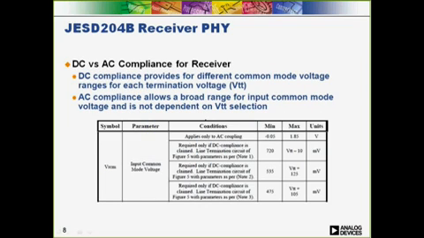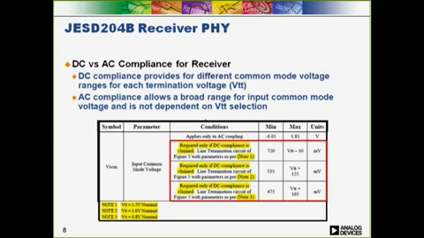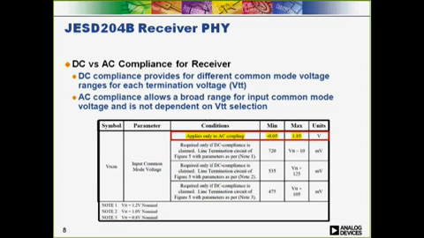The JESD204B defines the input common mode voltage limits for both DC and AC coupled receivers. For DC coupling, a range of voltages must be supported based on the nominal termination voltage. For AC coupled devices, the limits are less restrictive.